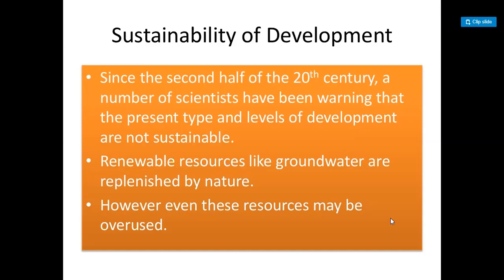So whenever we are developing, we should develop in such a way that it is sustained and it is not creating a problem for the present generation and the future generation. So here, as they are shown about renewable resources. Renewable resources like groundwater are replenished by nature. However, even these resources may be overused. Overuse of any resources is not there.